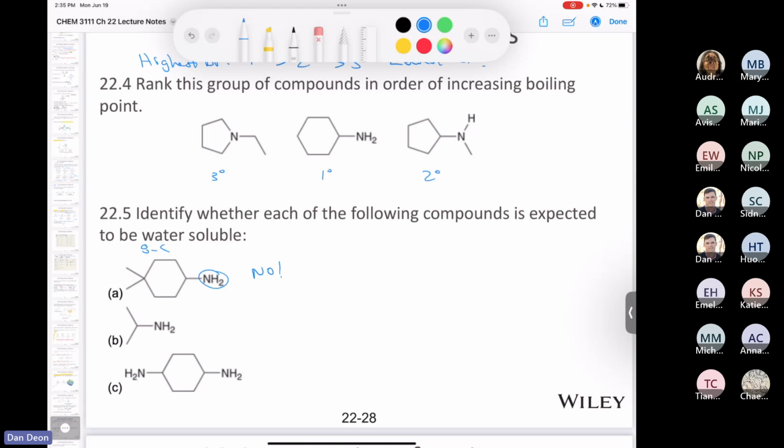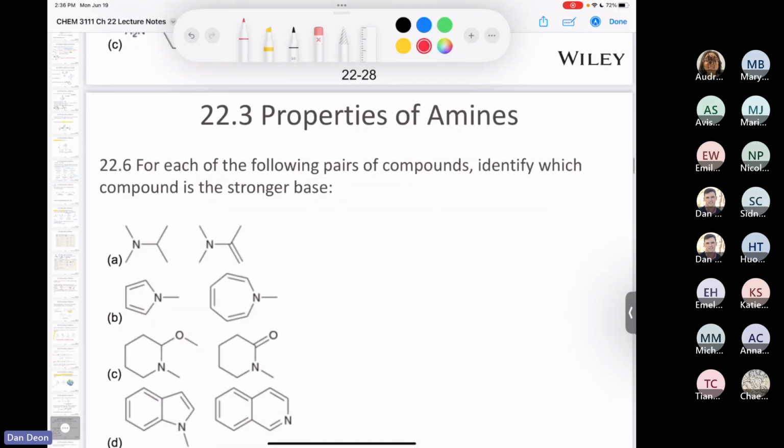What about the second one? We've got 3 carbons and 1 amino group. I would say yes for that one. It's less than 4. And then for the last one, we have a total of 6 carbons, but we have 2 amino groups. So it's like you have 3 carbons for 1 amino group and 3 carbons for the other. So I would say yes for this one. Yep, absolutely. Let's try something that's maybe a little more complex.